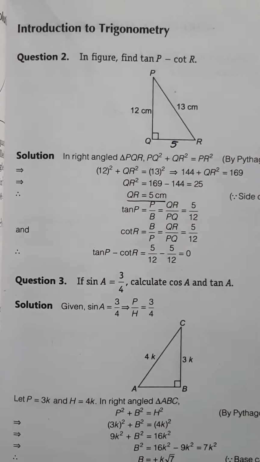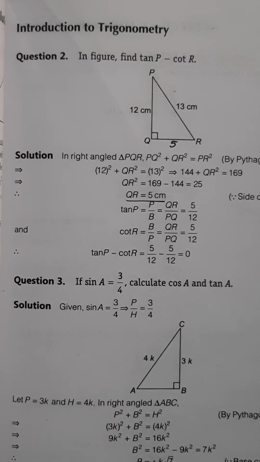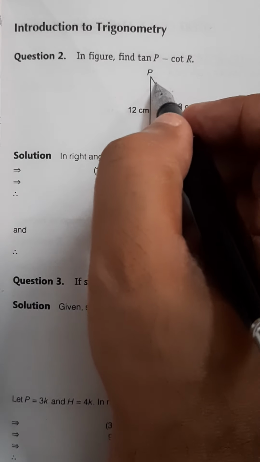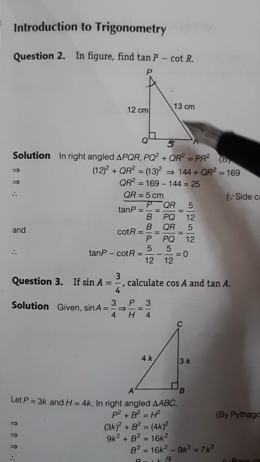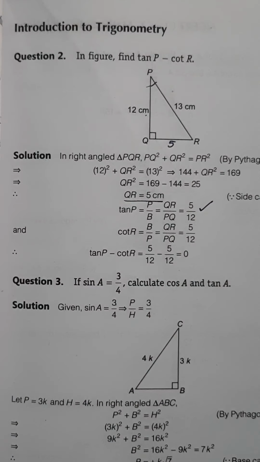So this value is 5. Now the question says find the value of tan P minus cot R. This is the question. So what is tan P? When you are talking about P, this becomes the base, this becomes the perpendicular, this becomes the hypotenuse. So tan P is perpendicular by base, so the tan P value will become 5 upon 12.